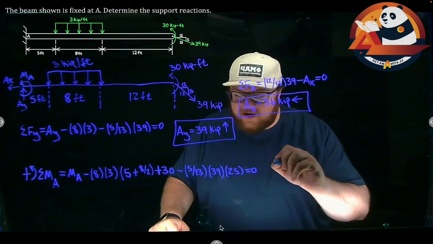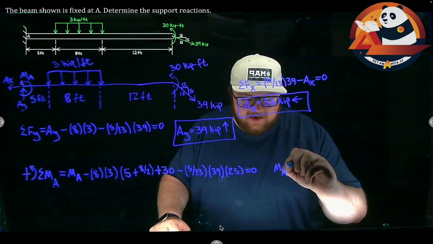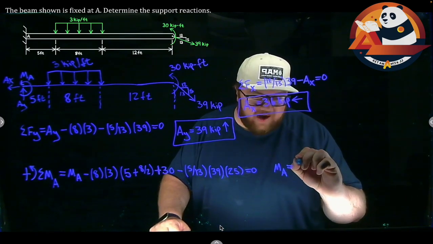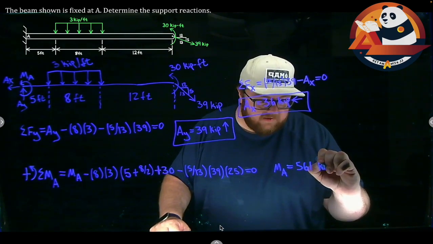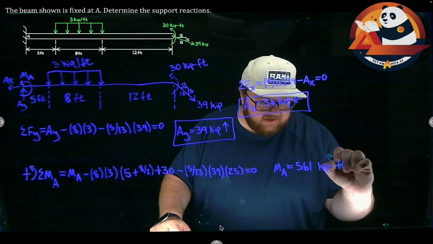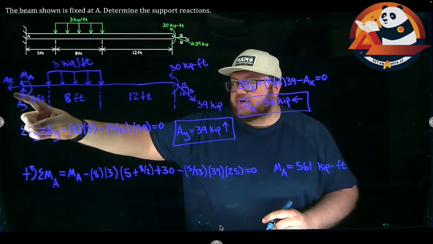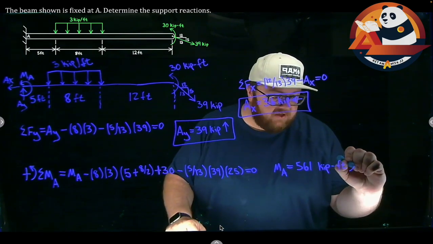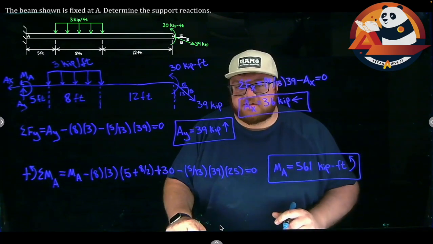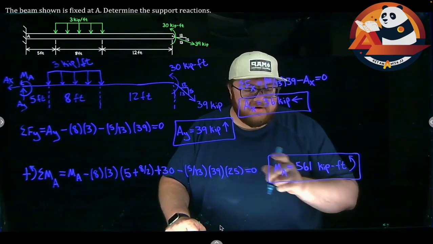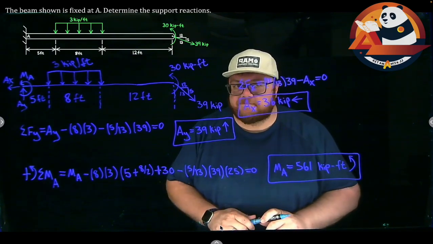But solving this for MA, I would get that the moment that fixed support A resists is equal to 561 kip feet. I get a positive number from this equation, which means I guessed the right direction in my free body diagram, so I'll include the right direction here. Always for support reactions, we give it as a positive number, which we did all 3 times, and then say the correct direction on it, and we got that all 3 times as well.